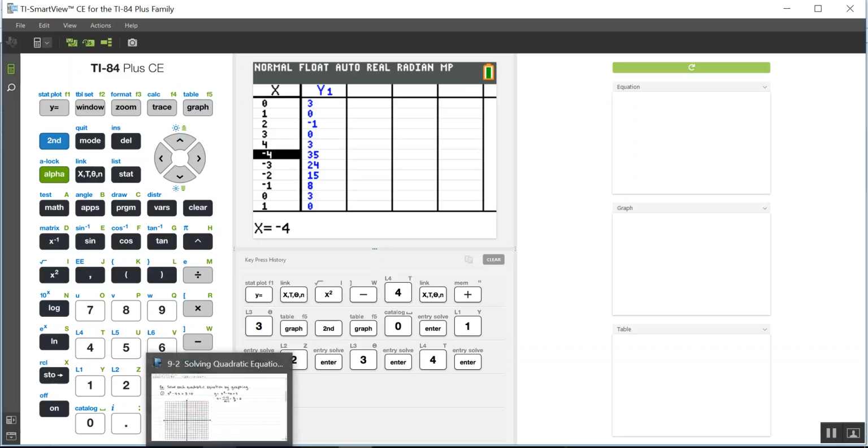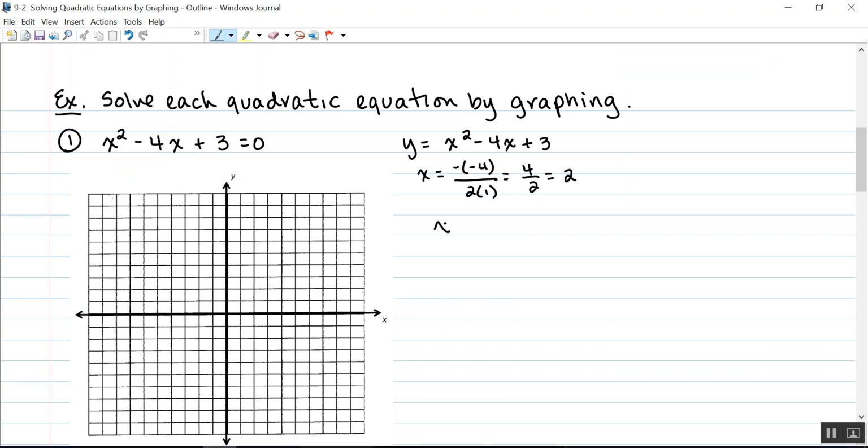So let's go ahead and copy that back over here. So x and y, and my values were 0, 3, 1, 0, 2, negative 1, 3, 0, and 4, 3. So let's go ahead and graph those. I'll do it in pink. Did I get pink? Yeah. Okay. 0, 3, 1, 0, 2, negative 1, 3, 0, and 4, 3.